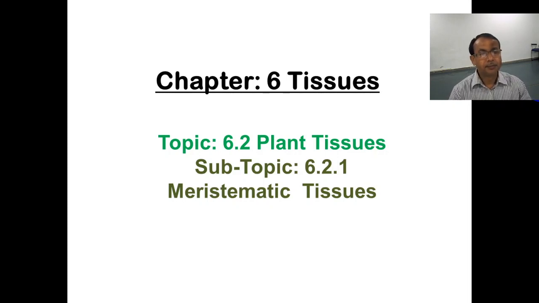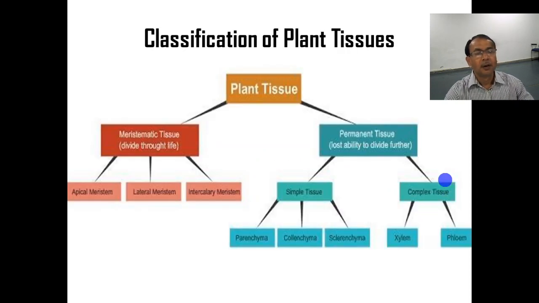Hello everybody. We are continuing with chapter 6, that is tissues. We are starting with the topic 6.2 plant tissues, subtopic 6.2.1 meristematic tissues. First of all, let us talk about classification of plant tissues.